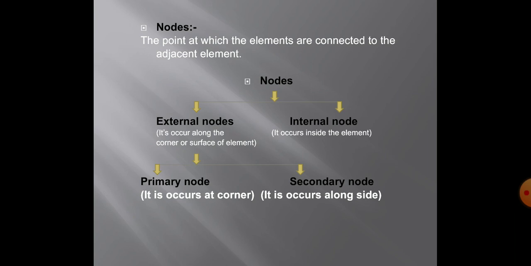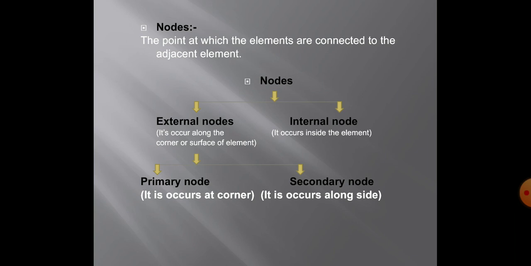Then next is the node. The point at which an element is connected to the adjacent element is called a node. In FEM, basically the whole structure is divided into substructures, or we can say sub-elements, and where two or more elements meet each other, that point is called a node.